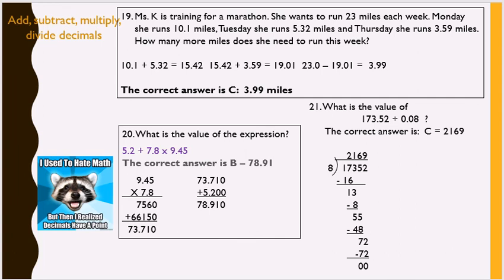73.710. Now we need to add 5.2, and you have 78.910, which is B, 78.91.